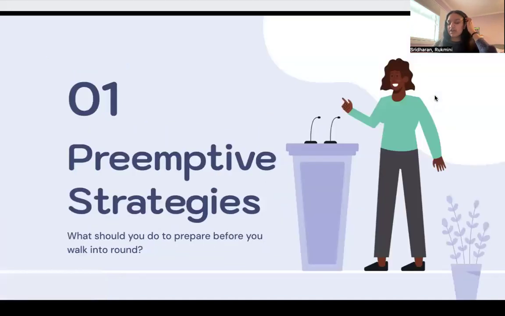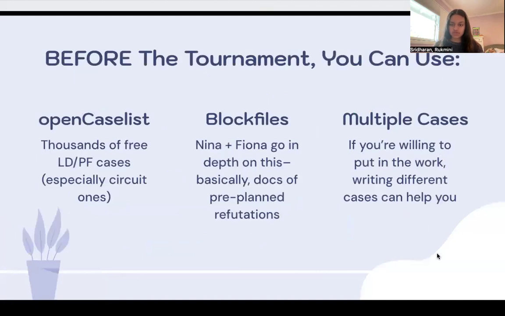Okay, so first we're going to be talking about preemptive strategies. So this is what you all should be doing to prepare before you even walk into round or head to the tournament. So let me move myself down. There are a couple different things that you guys can use before the tournament: open case list, block files, and multiple cases. For those of you who don't know what open case list is, it's basically an archive of thousands of free LD and PF cases, especially circuit ones.